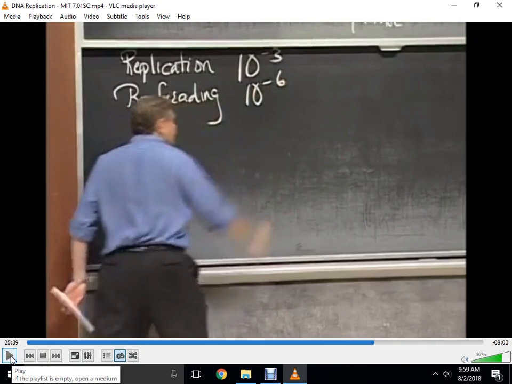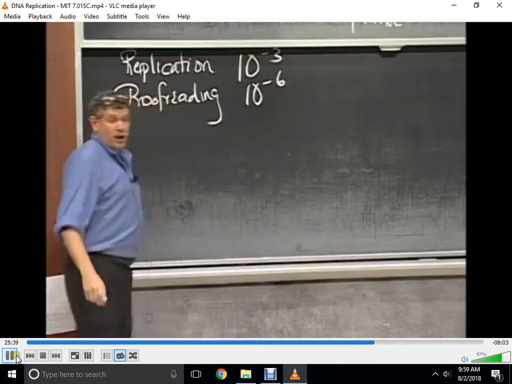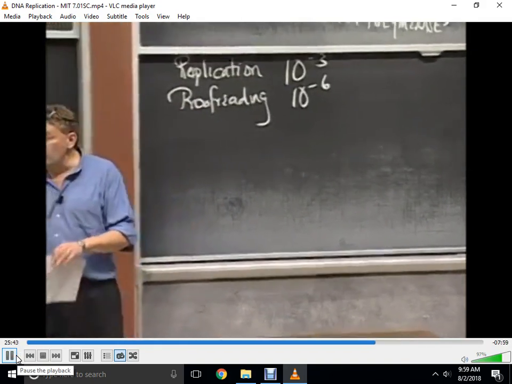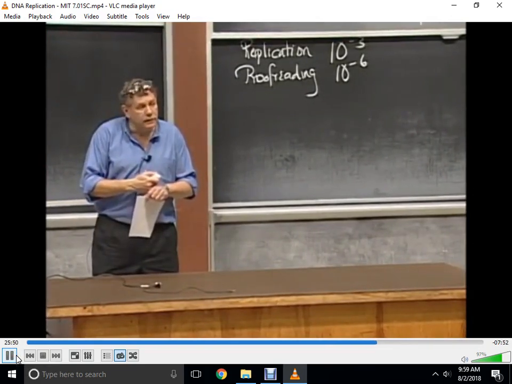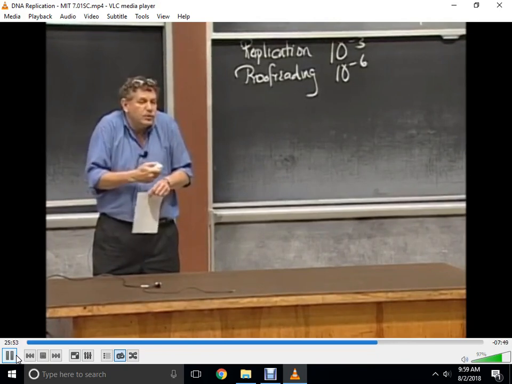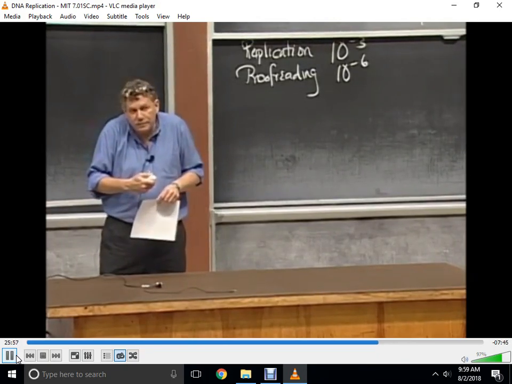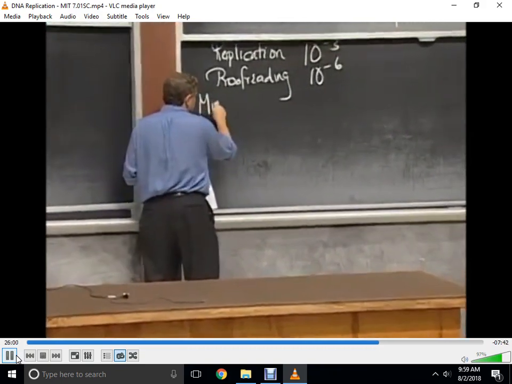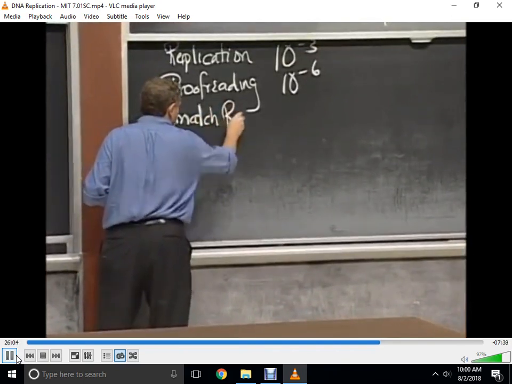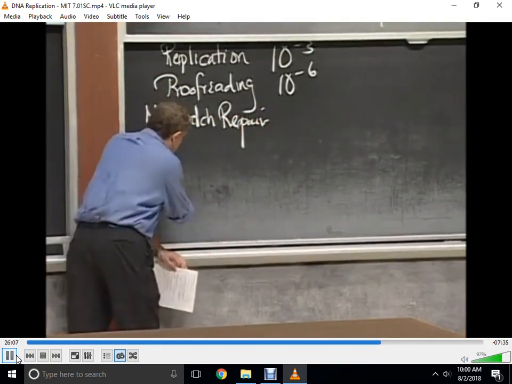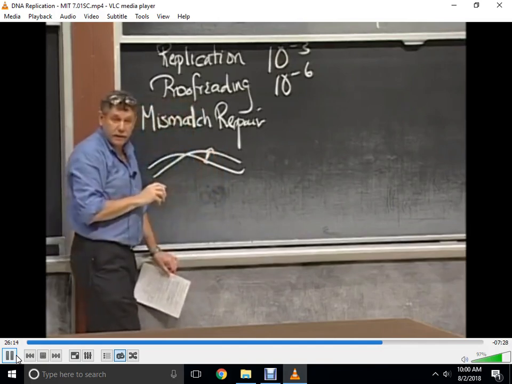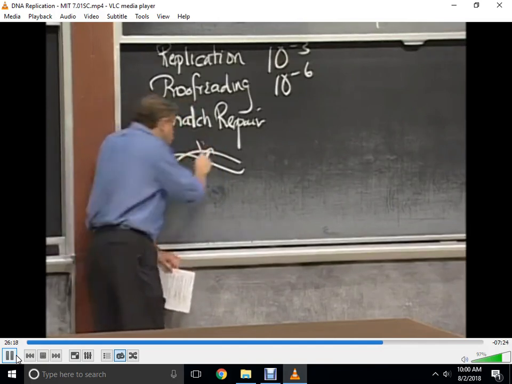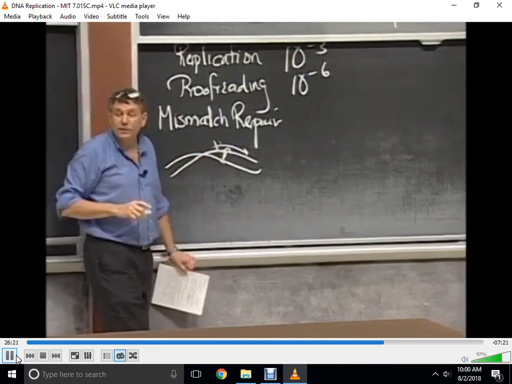There are a set of enzymes that go around and feel the DNA double helix after it's finished. If you put in the wrong base, there's a mismatch repair system. Mismatch repair comes along, and there was an error right here. The helix bulges out too much, let's say. Mismatch repair cuts, removes some DNA, and gives the cell another chance to do it again.